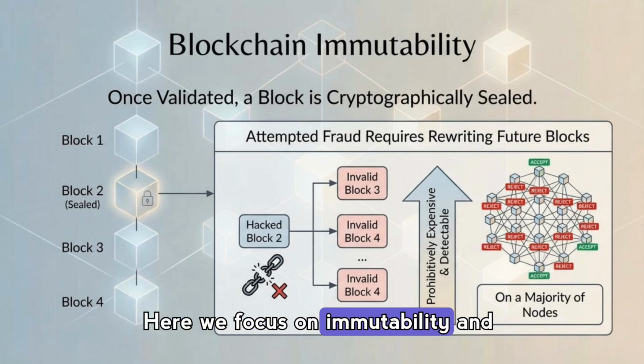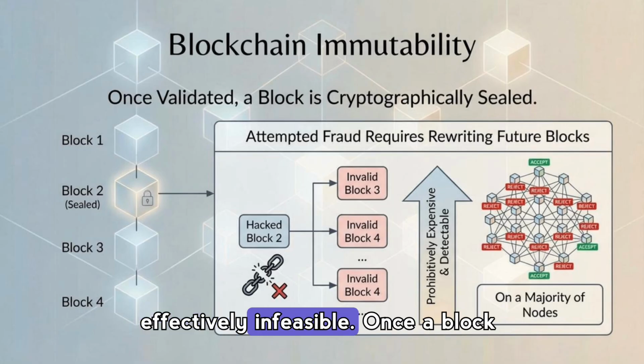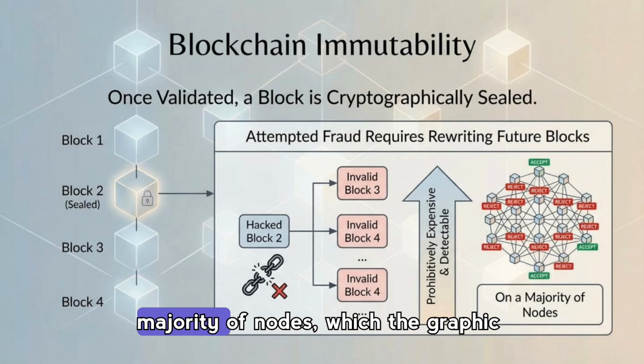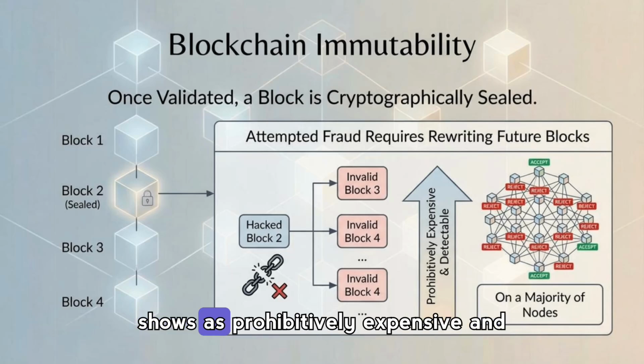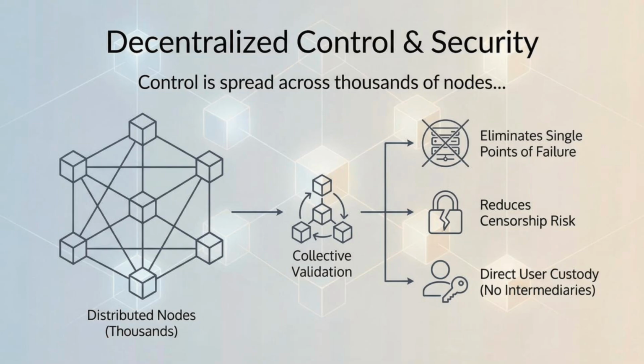Here we focus on immutability and why altering past records is effectively infeasible. Once a block is validated and sealed, changing it would require rewriting all subsequent blocks and convincing a majority of nodes, which the graphic shows as prohibitively expensive and easily detectable. That chained protection is what makes fraud attempts visible and preserves a trustworthy history across the network.